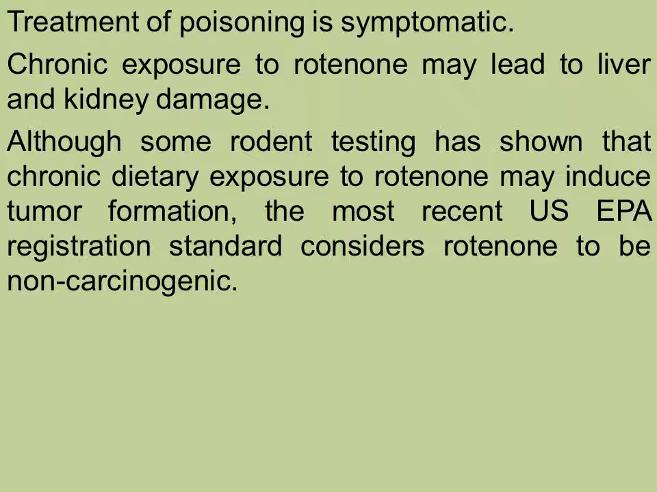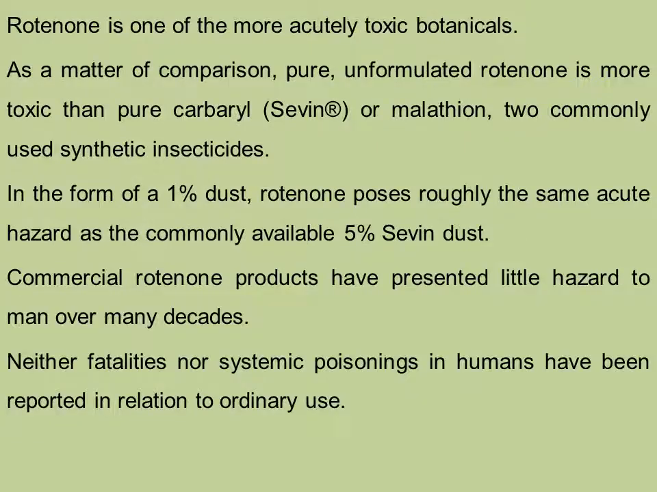These are certain symptoms which one can see if there has been toxicity to mammals. Treatment of poisoning is symptomatic. So if these symptoms are seen in mammals, then treatment is imperative. Chronic exposure to rotenone may lead to liver and kidney damage. Although some rodent testing has shown that chronic dietary exposure to rotenone may induce tumor formation, the most recent US EPA registration standard considers rotenone to be non-carcinogenic, that is, it doesn't form any such cancers.